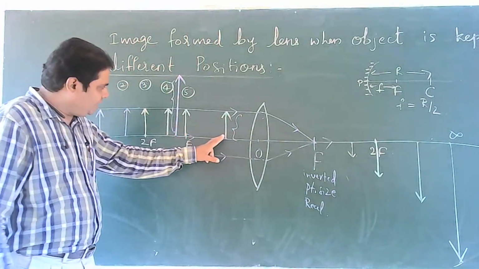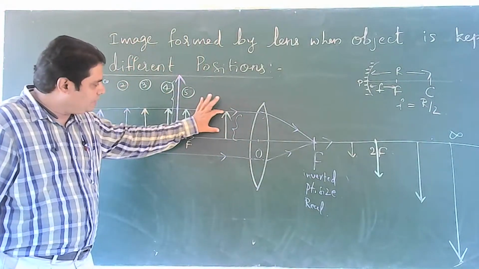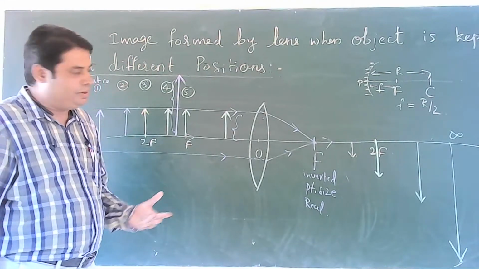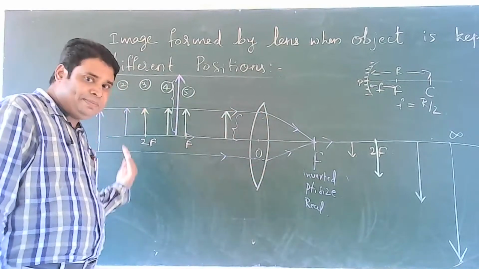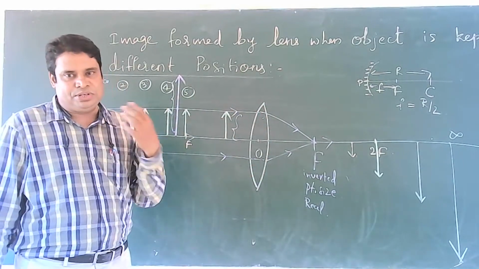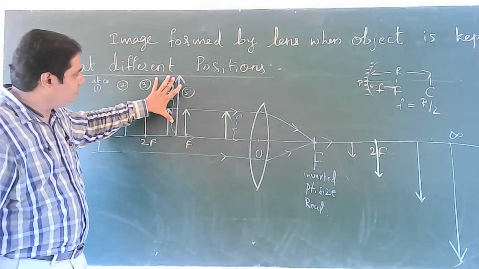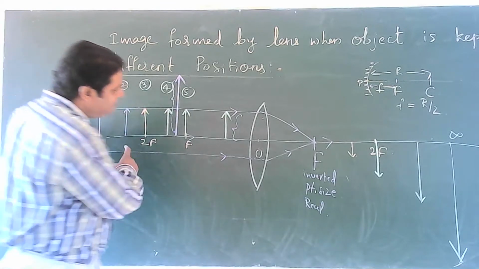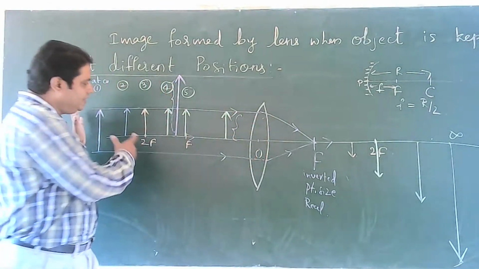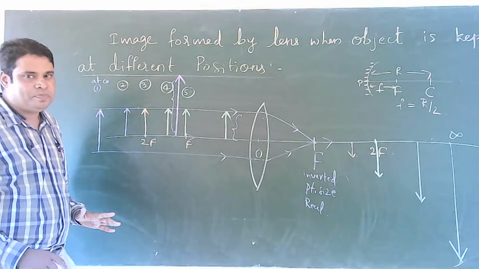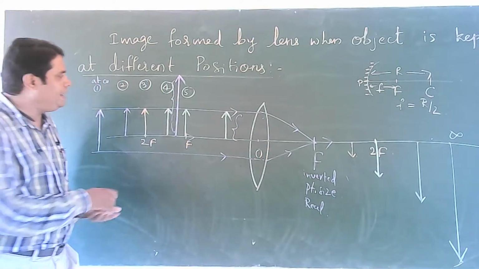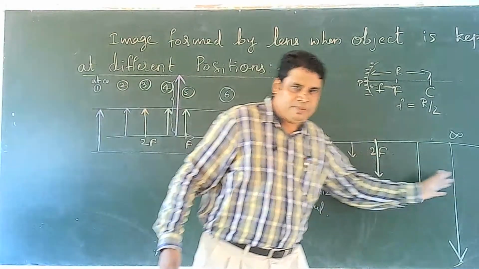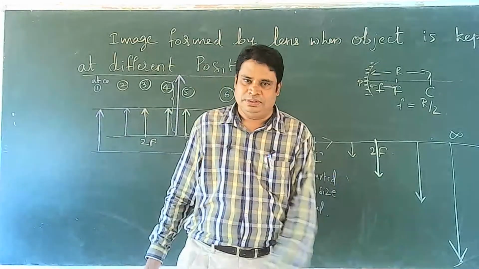Hope you understand. Here, the object is placed between F and O, hence a virtual image is formed, not on the other side but on the same side. This image is erect and virtual. These are the different positions where you can keep your object, and this was the 6th one. This gives information about the nature of the image formed.